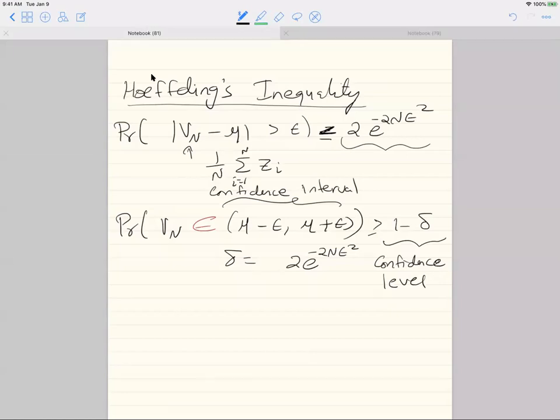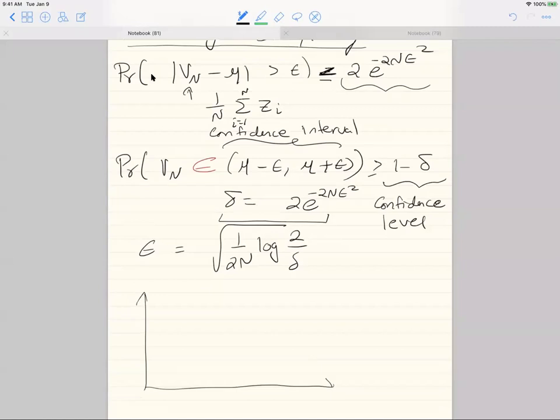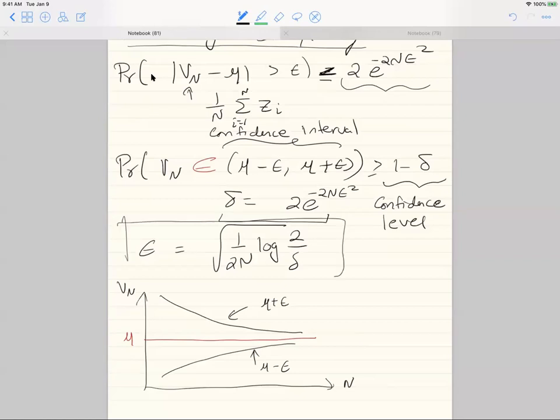We can also express epsilon in terms of delta. If we just invert this relationship, note that epsilon is the square root of 1 over 2n log 2 by delta. So what this is saying is, when we sketch Vn as a function of n, this is the mu that we have. Then we have two confidence intervals. This is mu plus epsilon and this is mu minus epsilon, where epsilon is given by this quantity. So if we fix delta to be, say, 0.01, then we have a 99% confidence level.